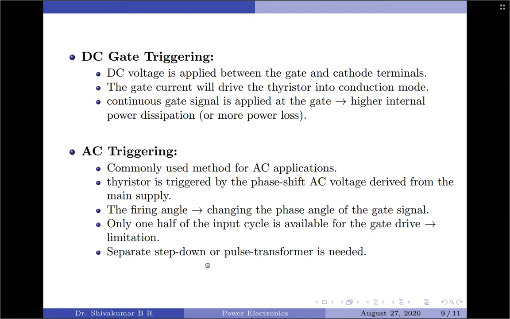However, only one half of the input cycle is available for the gate drive to control the firing angle, and for the other half of the cycle, a reverse voltage is applied between the gate and cathode. This is one of the limitations of AC triggering technique. Also, a separate step-down or pulse transformer would be required to supply the voltage to the gate drive from the main supply.